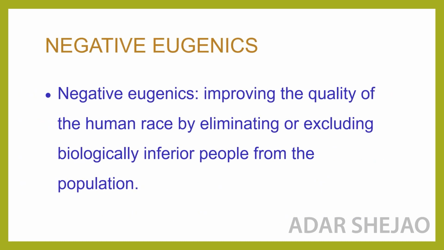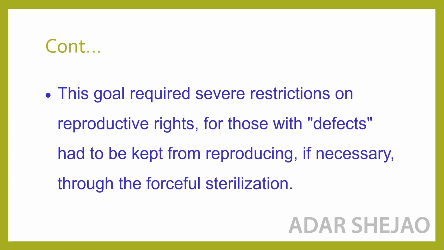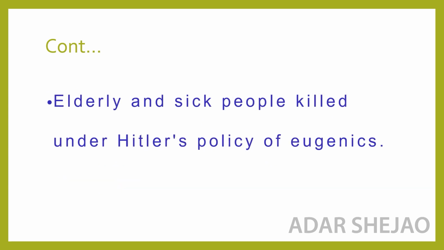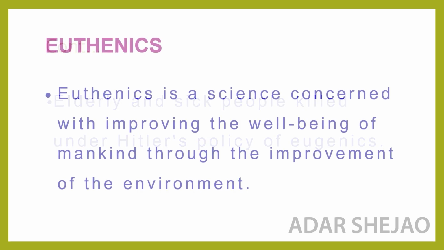Negative eugenics. Negative eugenics means improving the quality of the human race by eliminating or excluding biologically inferior people from the population. This goal required severe restrictions on reproductive rights, for those with defects had to be kept from reproducing, if necessary, through forceful sterilization. Elderly and sick people were killed under Hitler's policy of eugenics.